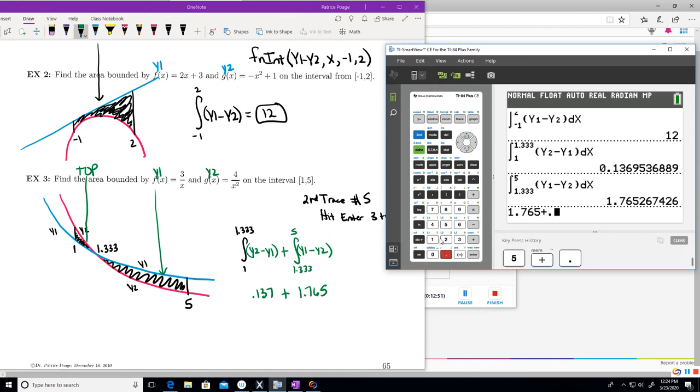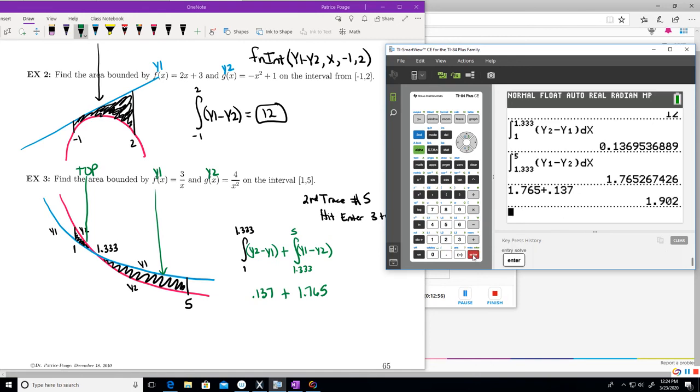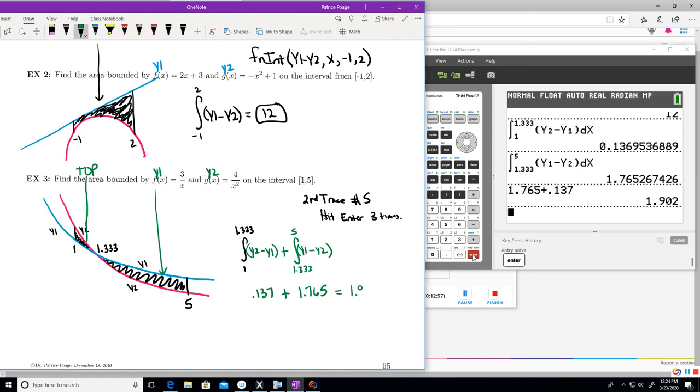So these numbers should always come out positive because you're always doing the top minus the bottom. So you never need absolute value when there's two curves involved because you're doing top minus bottom. You only need absolute value if you're doing one curve and it's below the x-axis. All right, 3 more examples.